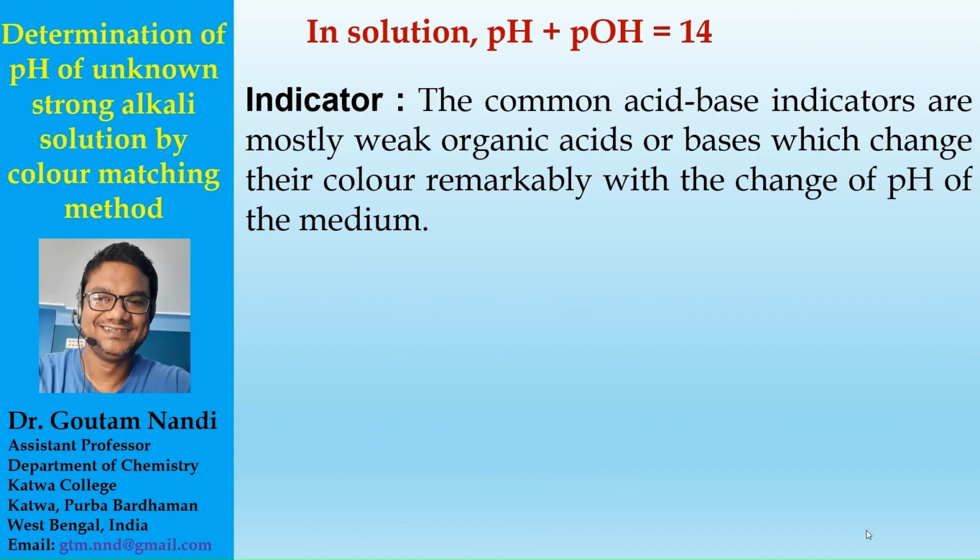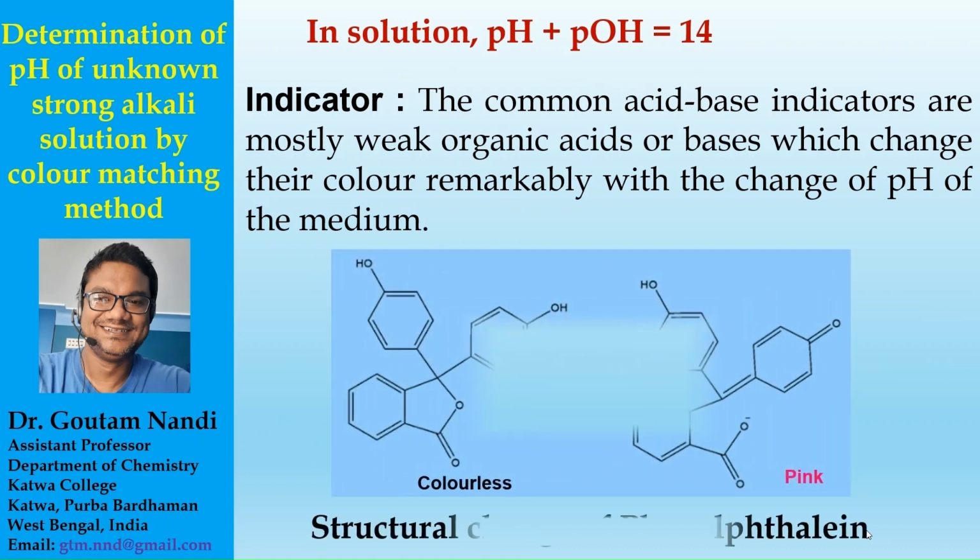Let us see the structure of phenolphthalein indicator. At the left hand side, the structure of the phenolphthalein indicator is shown in the acidic medium. And when the pH of the medium goes higher, some structural changes occur, and the solution becomes pink. These properties of phenolphthalein will be used in this experiment. These are the background of this practical experiment. Now let us know how we can actually perform the experiment in the laboratory.